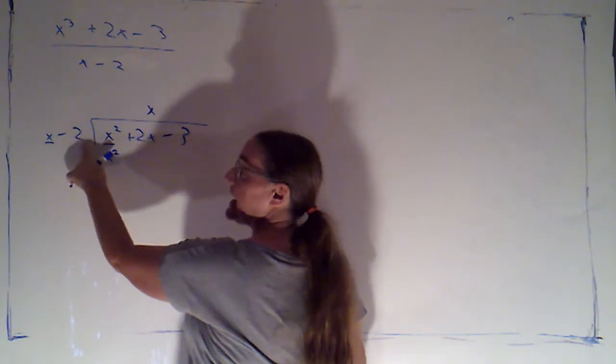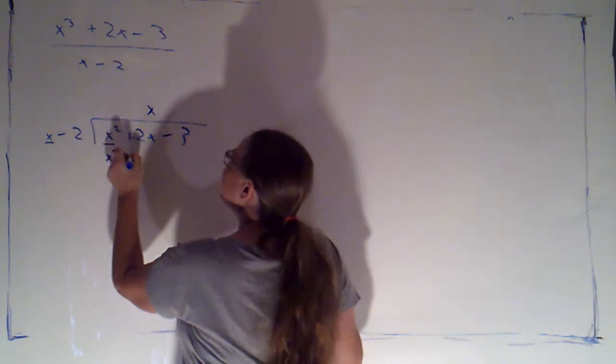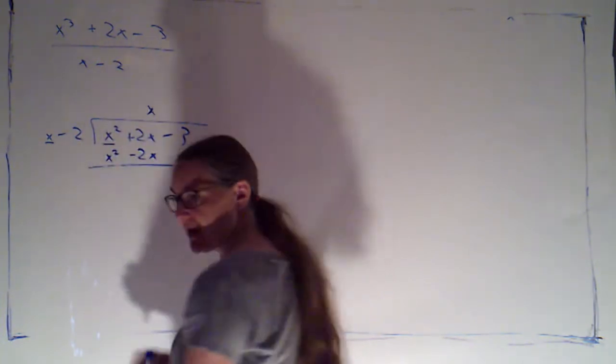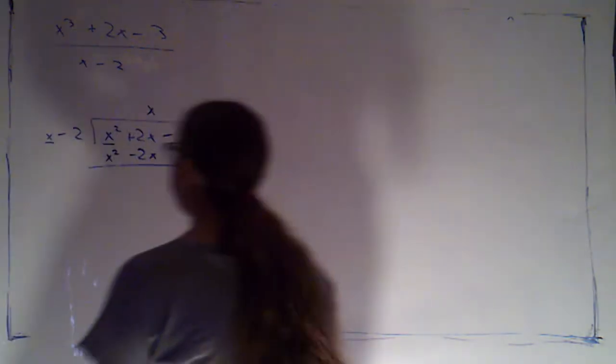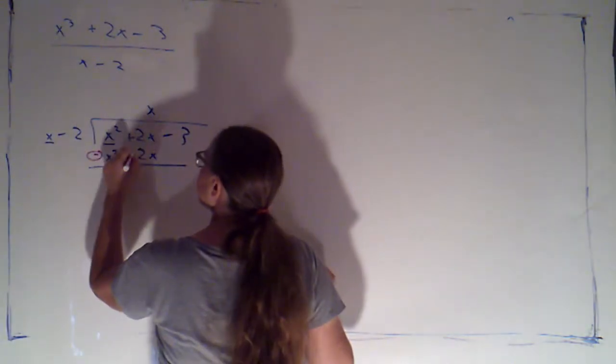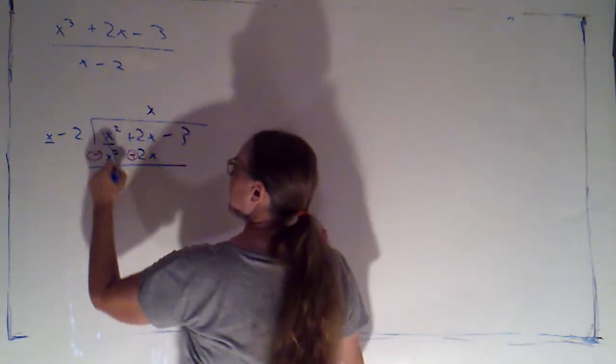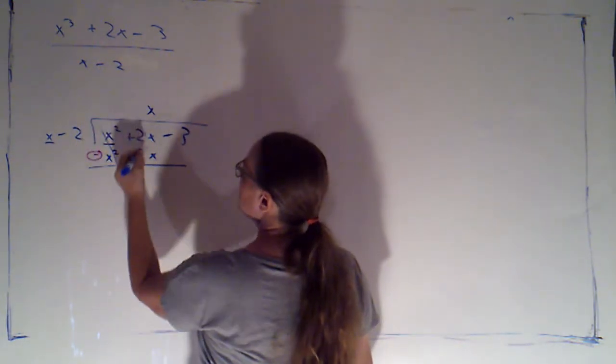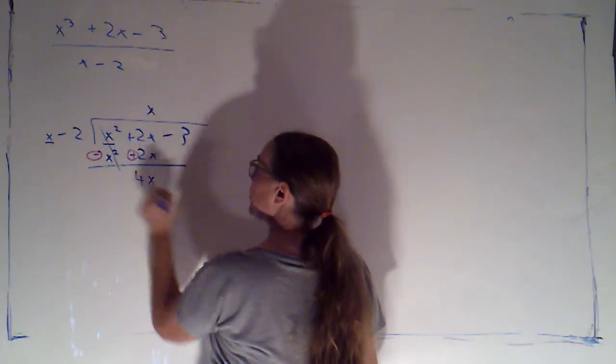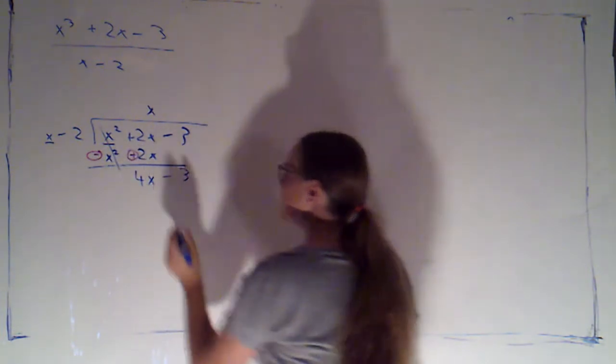X times negative 2, don't forget that sign, gives me a negative 2x. We're ready to subtract. That means change the sign and add. So the x squareds cancel out. We get 2x plus 2x is 4x. And then we bring down the 3.